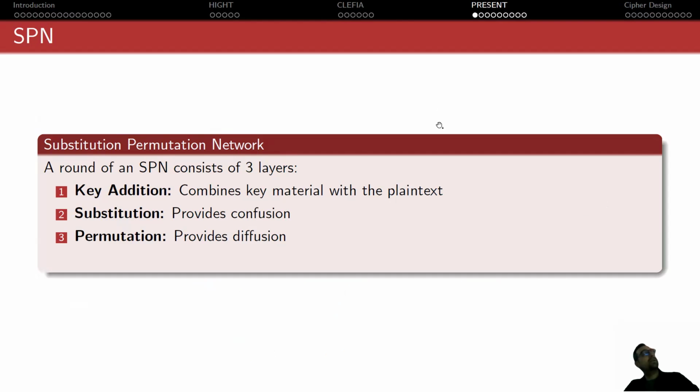Until this far, we focused on Feistel-type ciphers. But with the selection of AES, a lot of focus was given to SPN ciphers because here the design is a little bit different. It consists of 3 layers. Key addition, which simply combines the key material with the plaintext, generally with an XOR operation. You perform a substitution layer, which provides confusion, and you perform a permutation layer, which provides diffusion. So the most famous example is AES, but we will talk about PRESENT since it is a lightweight standard.